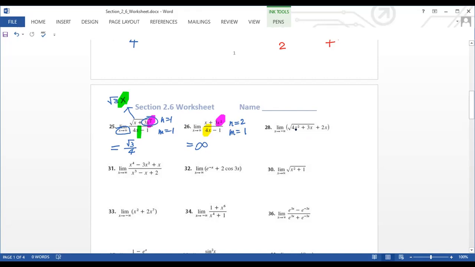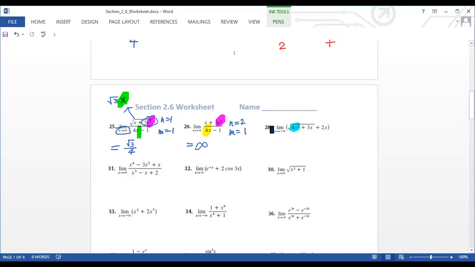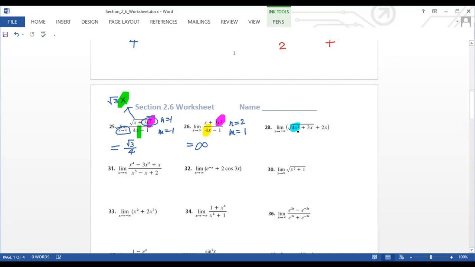For number 28, take a look here. The inside here is a dominant term, right? We said that for the polynomial, this is a dominant term. So when x approaches negative infinity, because this is x squared, this is going to be positive infinity. And then this other term, x equal to negative infinity, so you will have infinity minus infinity, correct?